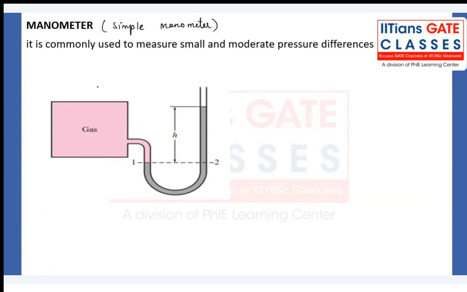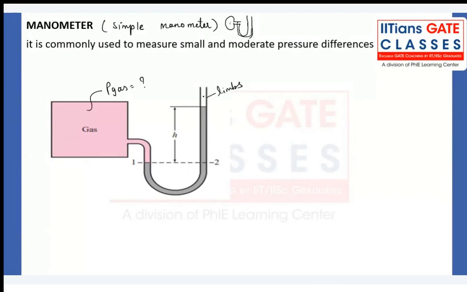So now if I want to measure the gas pressure directly, how can we measure it? Just insert the tube, a U-shaped tube, and we insert one end of the tube into the pipe where I want to measure the pressure. Whatever the pressure value is, it will be reflected by the height of the liquid raised in the other limb, right? This is the other limb.